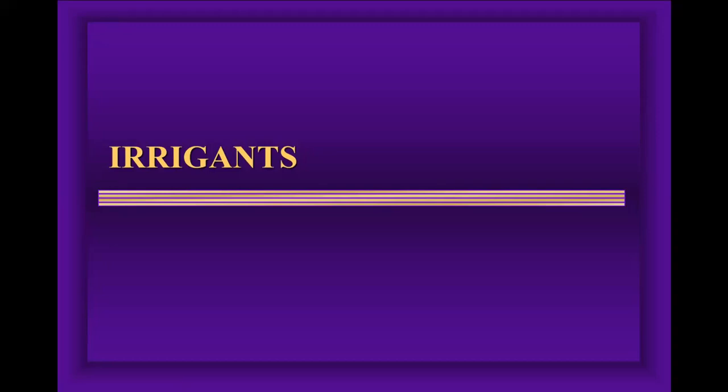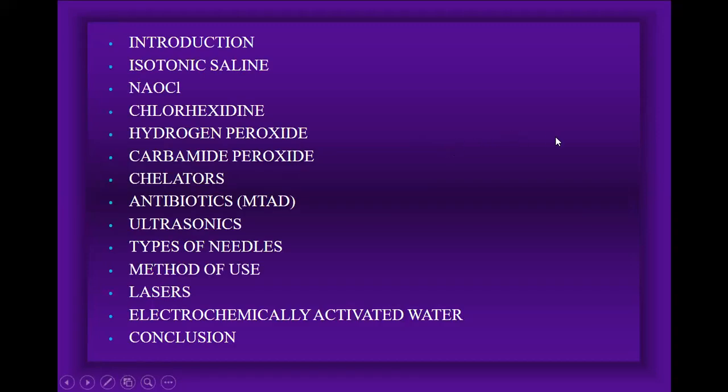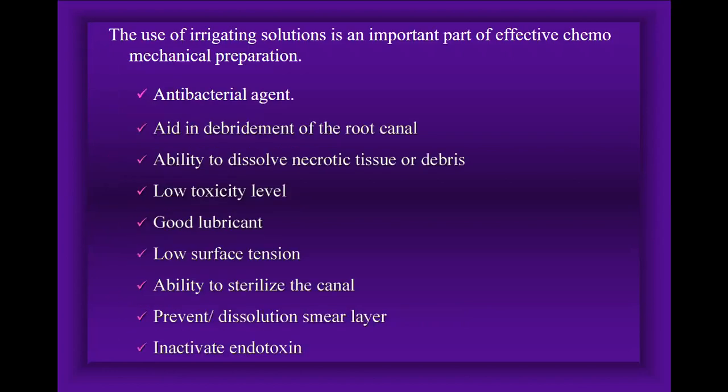Now, we'll be discussing the irrigants. Irrigants play a very important role in shaping, in cleaning of the root canal system. So, we'll be discussing different irrigants here. In this, we'll be discussing isotonic saline, sodium hypochlorite, chlorhexidine, hydrogen peroxide, carbamide peroxide, chelators, then antibiotics, ultrasonics, a small introduction to them, then types of needles, then method of use, lasers, and electromechanically activated water, and conclusion.